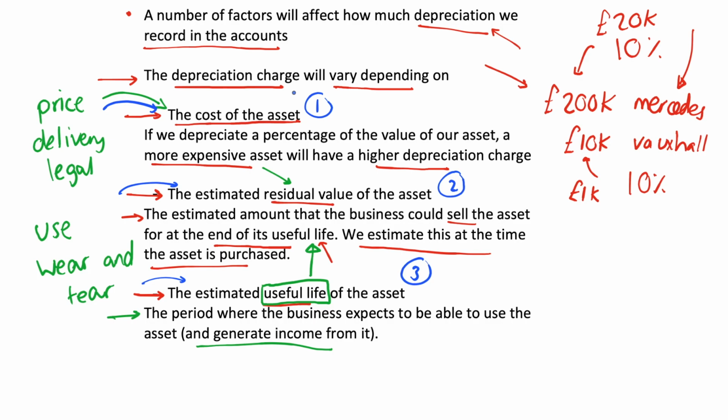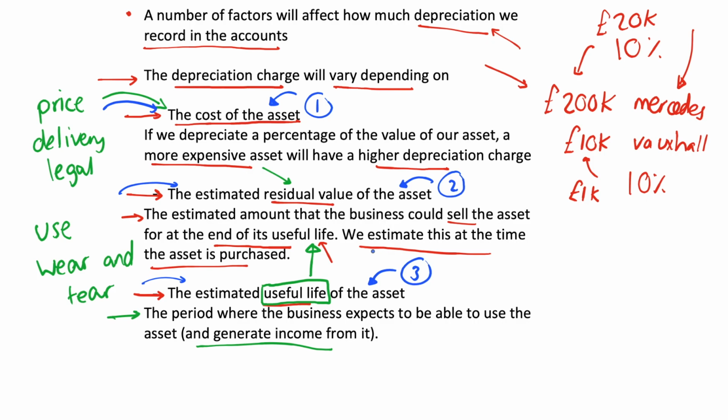The reason for this is that once we know all these other sub-factors, we can then get a value and a number for the cost of the asset. How much did it cost us? The residual value, we're going to estimate how much we are going to sell our asset for, and we are going to get an estimate for how long we're going to be using this asset for. And once we have these three numbers, we can then calculate our depreciation charge.